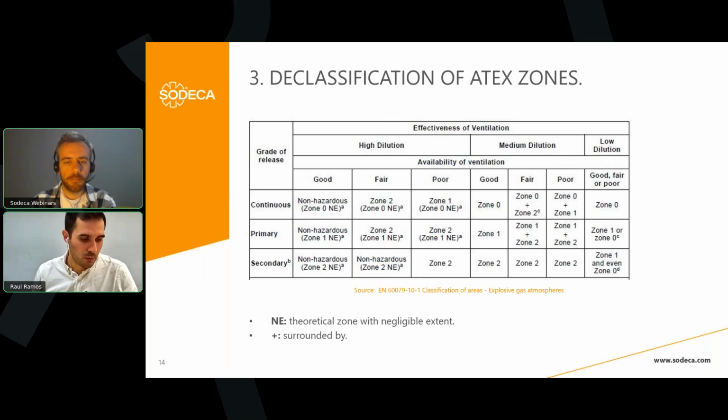So we can put the standard equipment, conventional equipment, non-ATEX one, so we can reduce costs. Otherwise, if we don't have a good ventilation nor high dilution of the contaminants, we would be in an ATEX area, so we need special equipment.